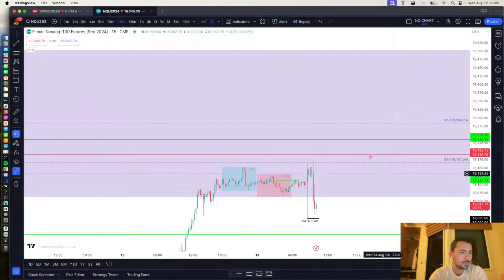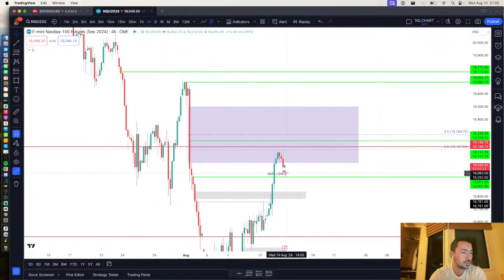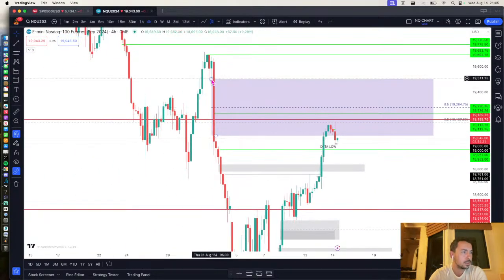So in this case, that 19,236.25 level is where I want to hit. And then after that, I want to see this 50% level taken out of the 4-hour fair value gap. Right? Comes from this right here. So that's where I want to see the market go.